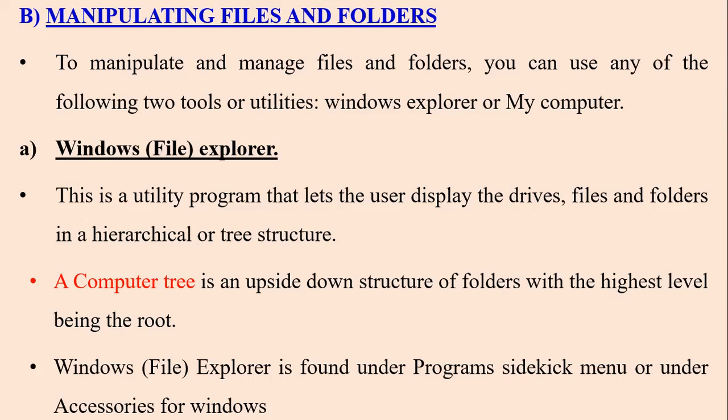Windows Explorer, or what we call the File Explorer, is normally found under the Programs sidekick menu if that menu is available from the Start icon or from the Start menu or Start button. If Programs is available from the Start menu, you point on it, and then from the sidekick menu that will be displayed, you move up to Accessories for Windows. Then under Accessories for Windows, you'll be able to find the File Explorer.